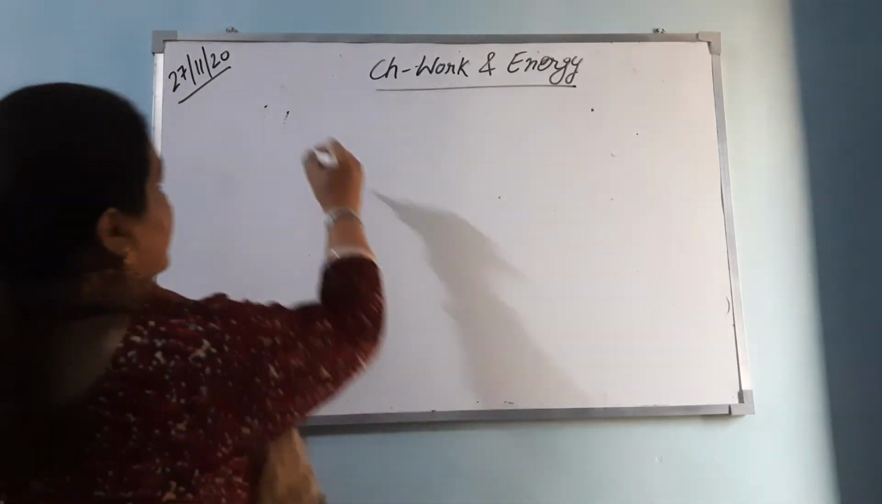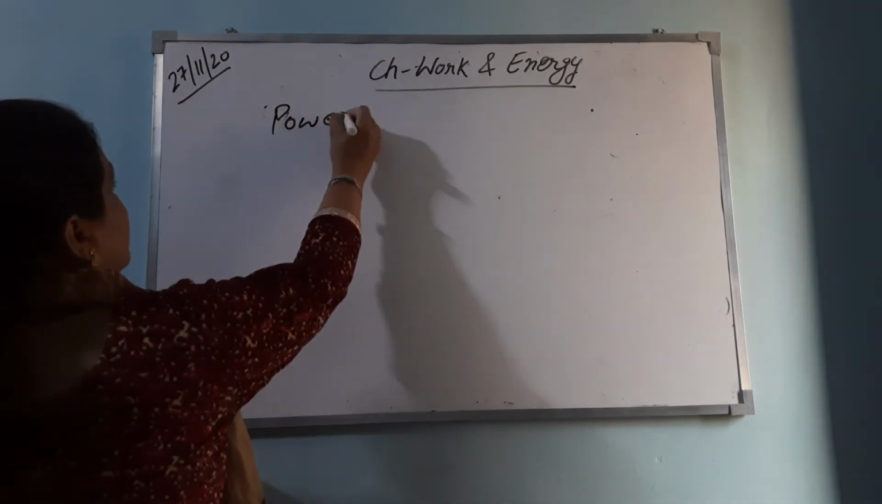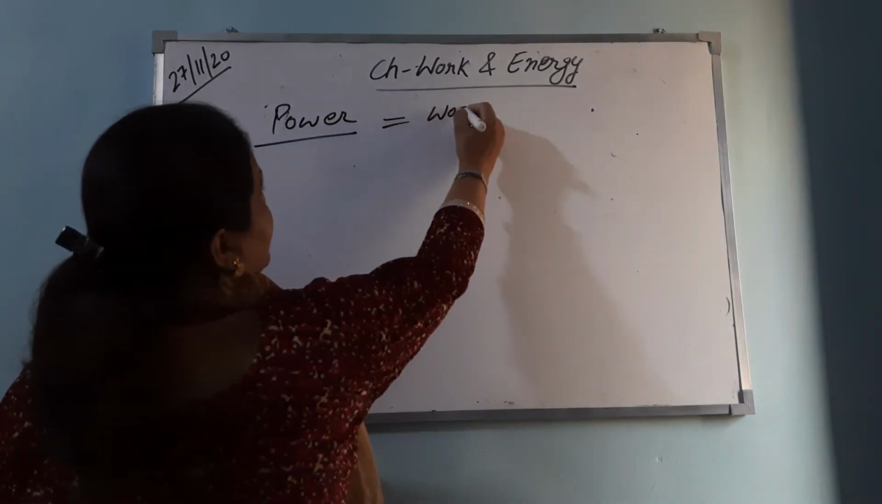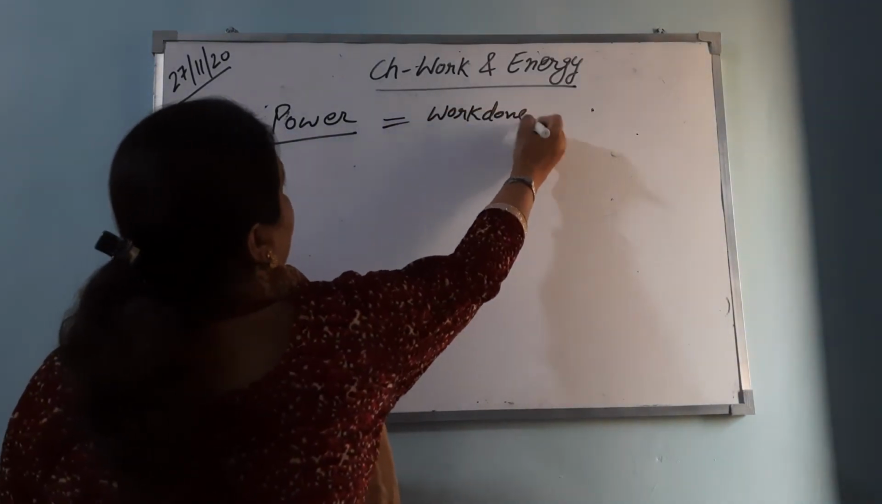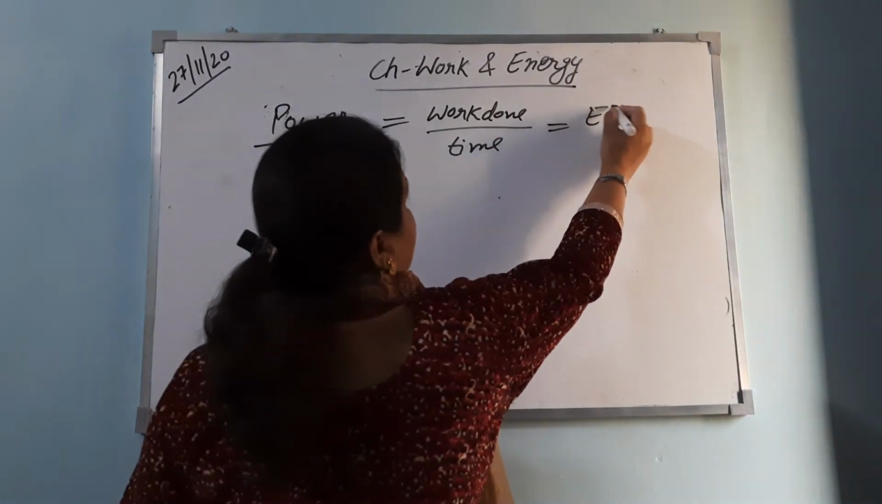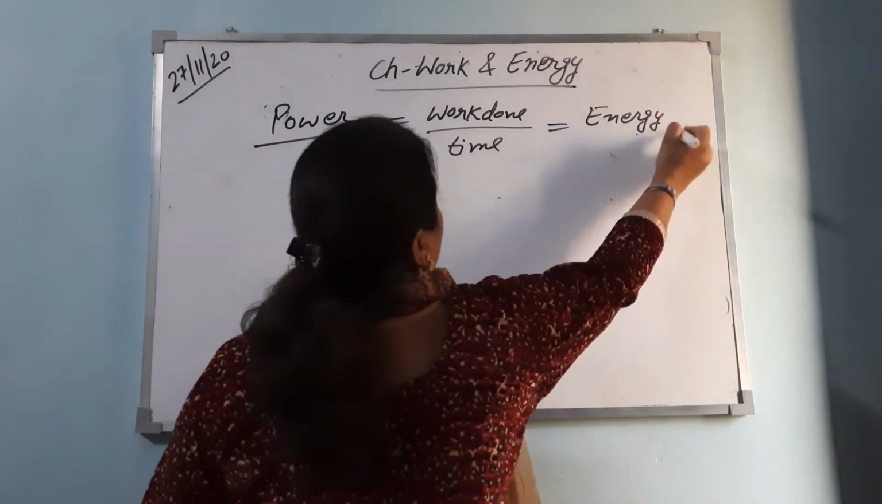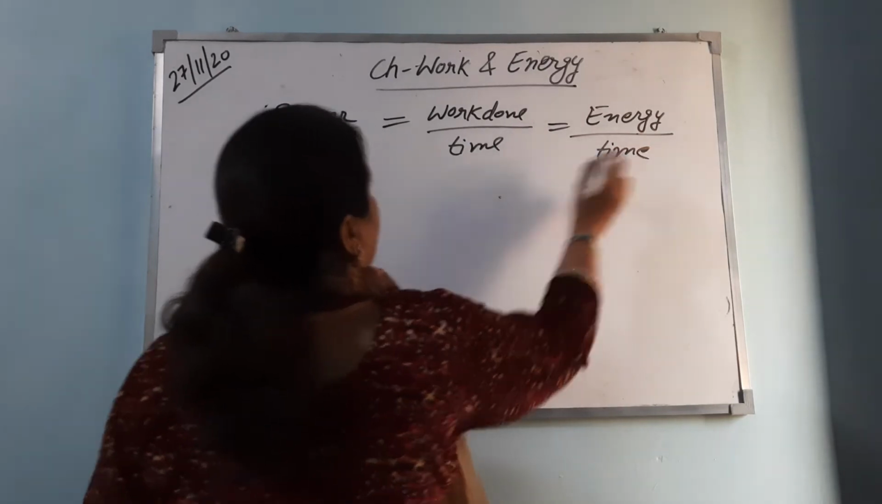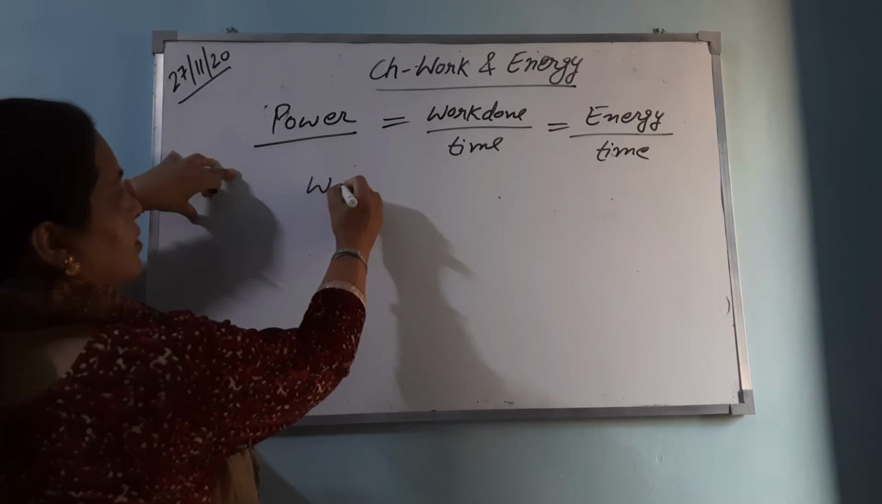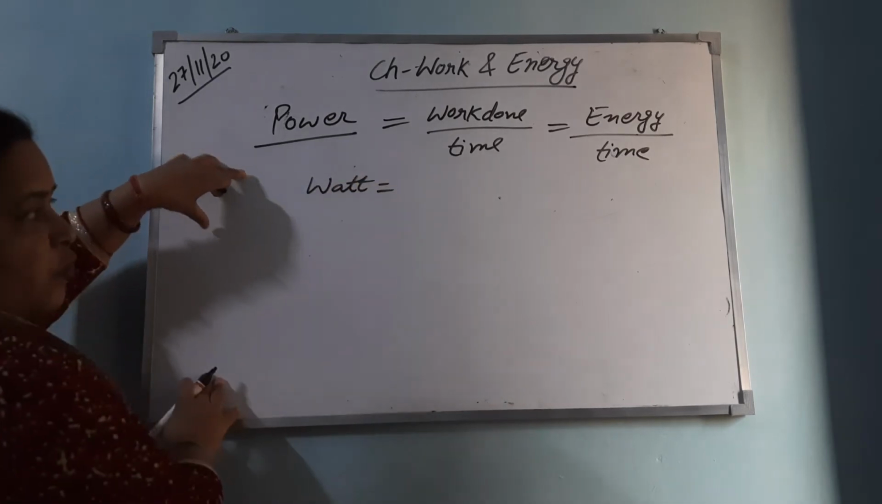After that, we have done the topic power. Power is what? Rate of doing work is known as power. So work done upon time is known as power. Or rate of transfer of energy is also known as power. So energy upon time is also known as power. Now the SI unit of power. The power SI unit is watt.